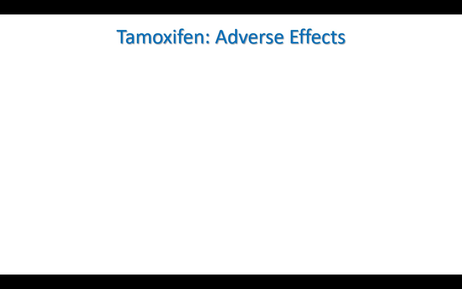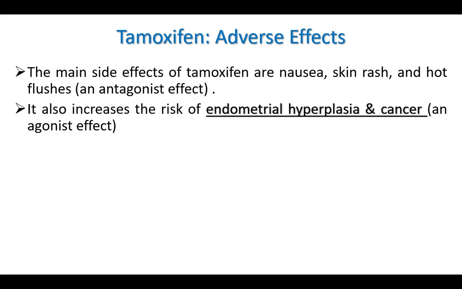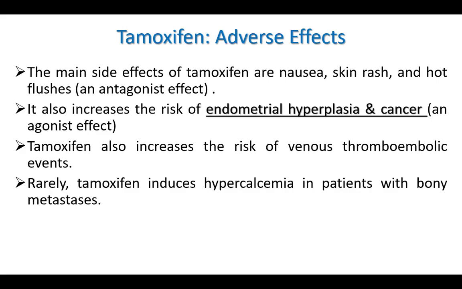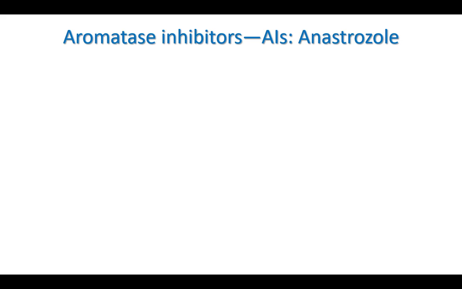Endometrial hyperplasia. So the common adverse effects are nausea, skin rash, hot flushes. Hot flushes are because of the antagonistic effect. Some are because of the antagonistic effect, others because of the agonistic effect. And one important one which can limit the use of these drugs is endometrial hyperplasia and increased risk of endometrial cancer. It's an agonist effect on the endometrium. It can also increase venous thromboembolic events, and sometimes it can also induce hypercalcemia in these patients. And there are some other effects as well.